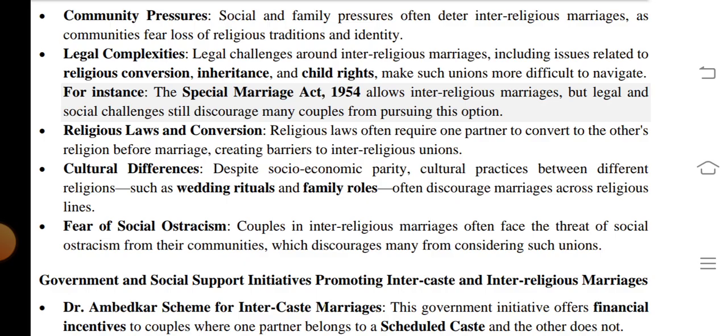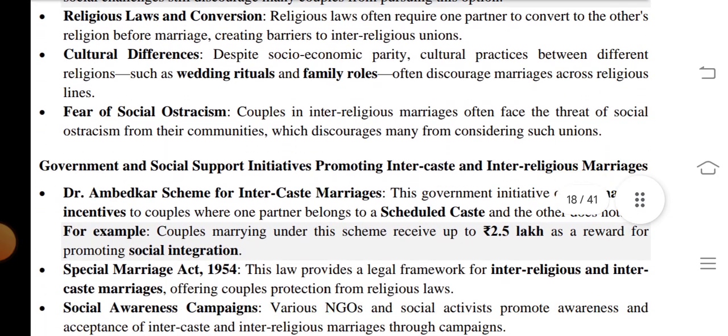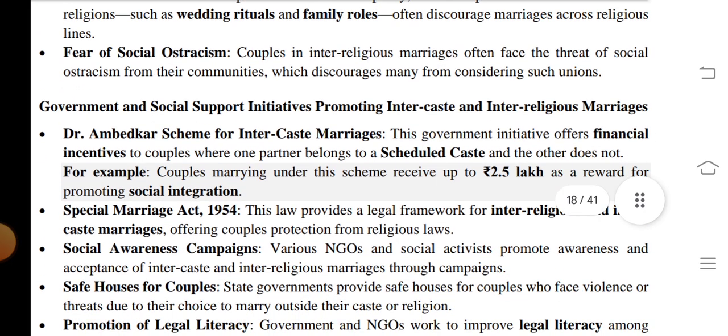For instance, the Special Marriage Act 1954 allows interreligious marriages, but the legal and social challenges still discourage many couples from pursuing this option. Religious laws often require one partner to convert to the other's religion before the marriage, creating barriers to interreligious unions. Cultural differences, despite socio-economic parity, and cultural practices between different religions, such as wedding rituals and family roles, often discourage marriages across religious lines. Fear of social ostracism: couples in interreligious marriages often face the threat of social ostracism from their communities, which discourages many from considering such unions.